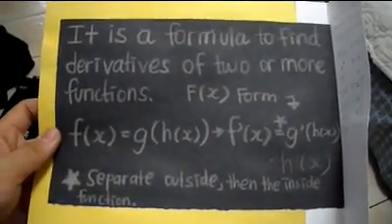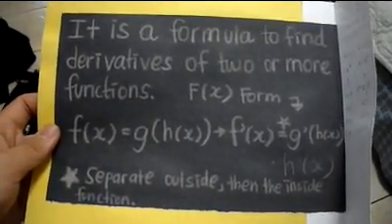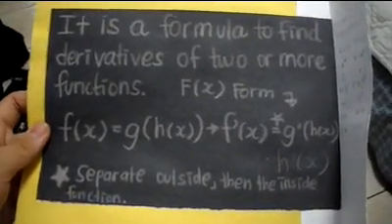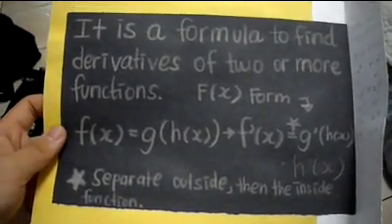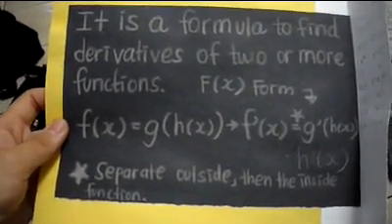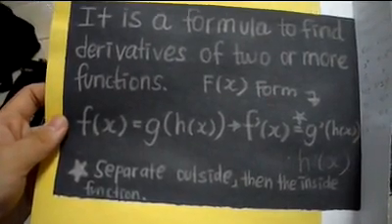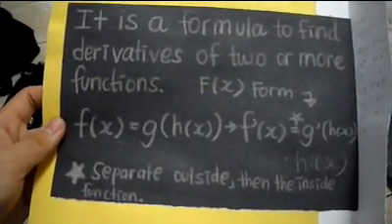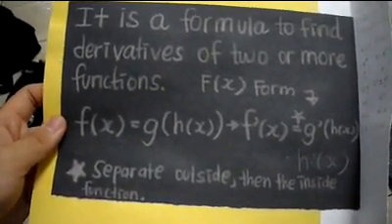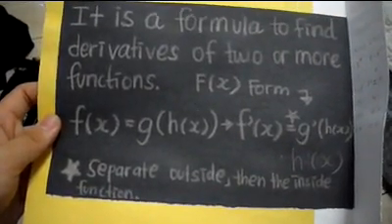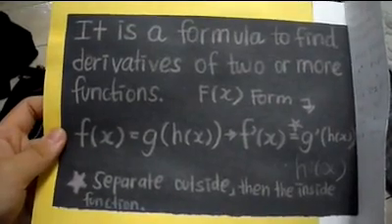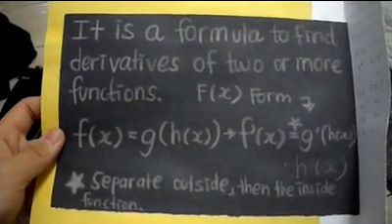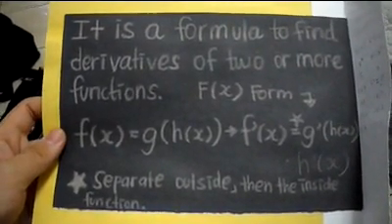Chain rule is a formula used to find derivatives of two or more functions. The form of f of x is given by the following. F of x equals g of h of x, and its derivative, f prime of x, equals the derivative of g of h of x times the derivative of h of x. First, separate the outside, then the inside function to find the derivatives of a composition.